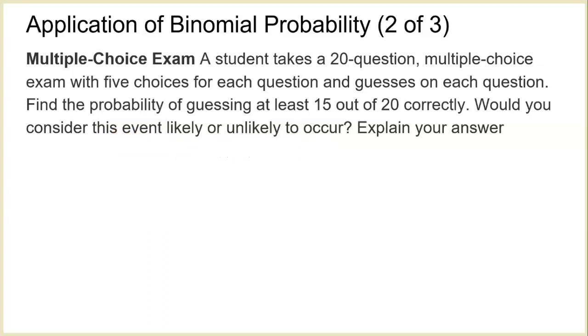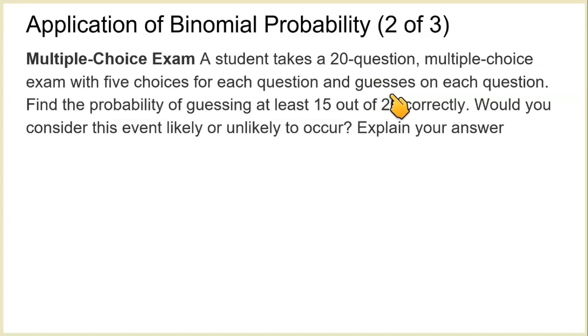So first, we have to consider, does this represent a binomial distribution? Does it satisfy those 4 requirements? So first requirement, there is a fixed number of trials, right? There's only 20 questions. The exam will end once you finish guessing the 20th question. There are 2 outcomes. You either guessed it correctly or you guessed incorrectly, right? Those are the only 2 outcomes.